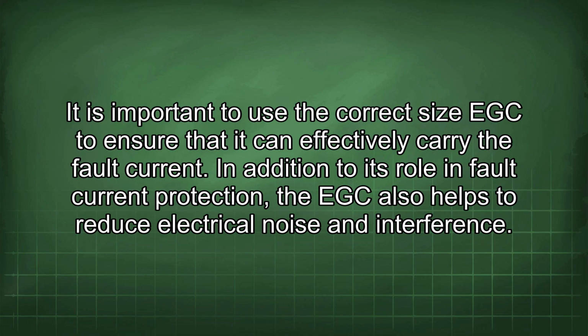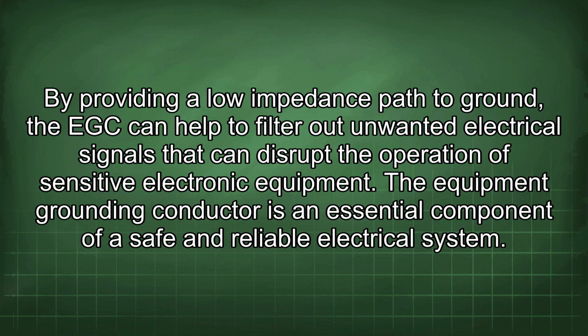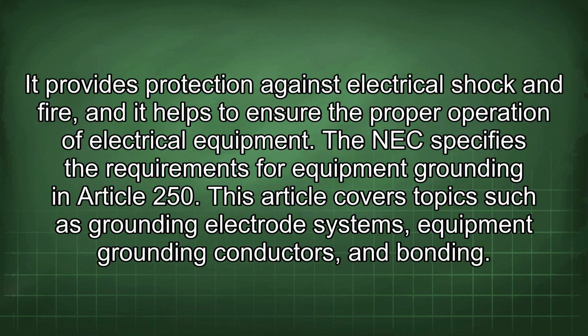In addition to its role in fault current protection, the EGC also helps to reduce electrical noise and interference. By providing a low impedance path to ground, the EGC can help to filter out unwanted electrical signals that can disrupt the operation of sensitive electronic equipment. The equipment grounding conductor is an essential component of a safe and reliable electrical system. It provides protection against electrical shock and fire, and it helps to ensure the proper operation of electrical equipment.